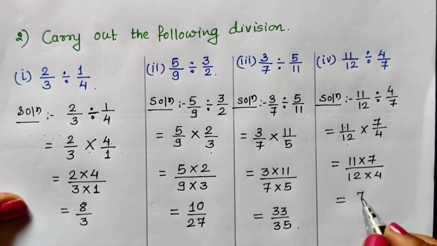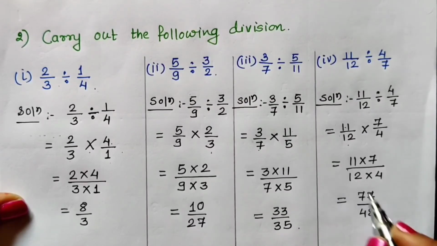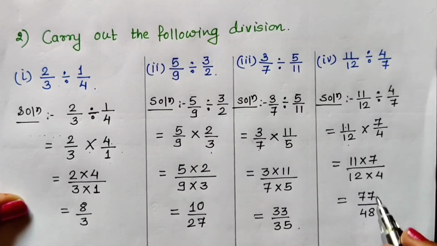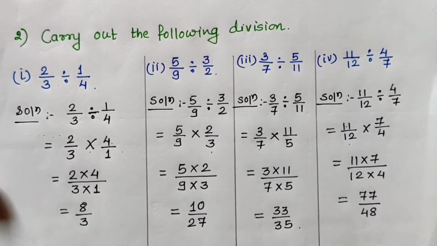Now multiply. 11 7s are 77. 12 4s are 48. Am I correct? 12 2s are 24. 12 3s are 36. 12 4s are 48. In this way, the answer is 77 upon 48. In this way, you can solve these division sums. Division between two fractions.